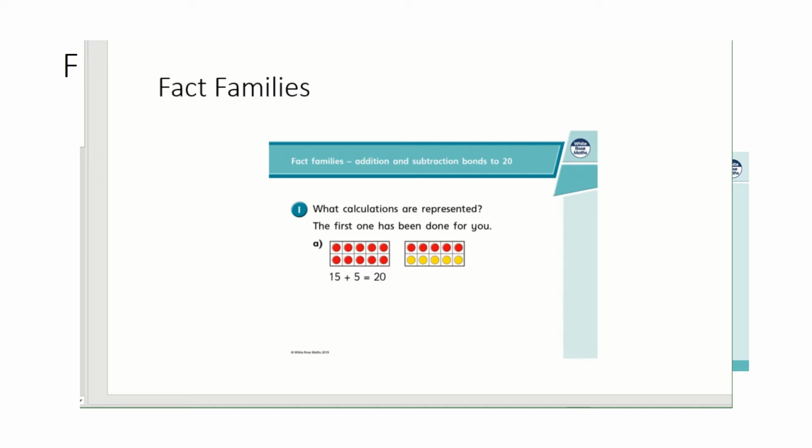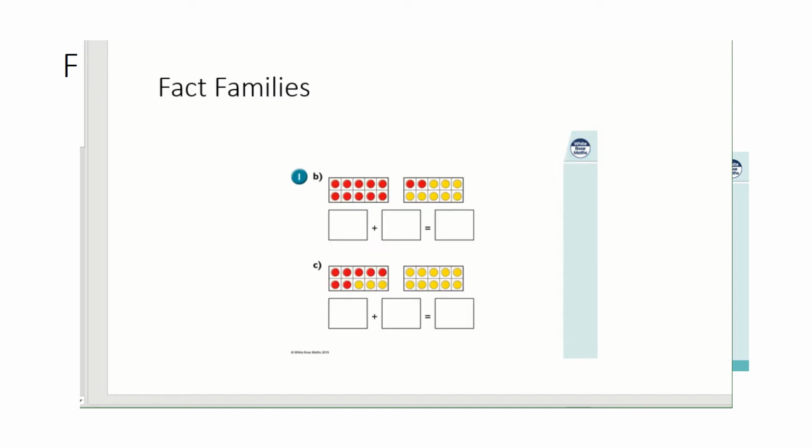But let's have a look at this. Look, we've got tens frames here. So we've got a 10, red and 5. So that would be 15 add 5 equals 20. But we also know that we could write it as 5 add 15 equals 20, isn't it? So I wonder if you would be able to have a go.